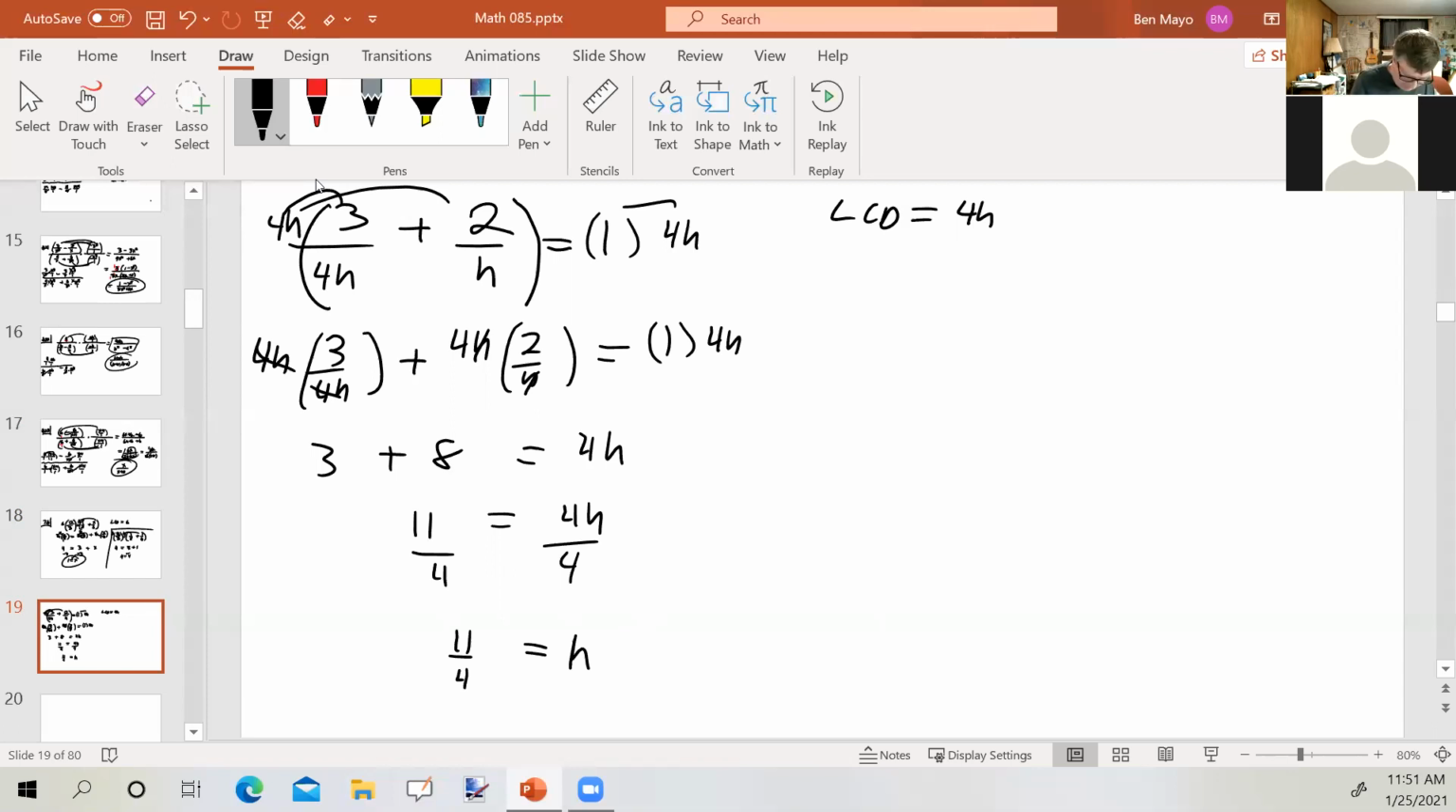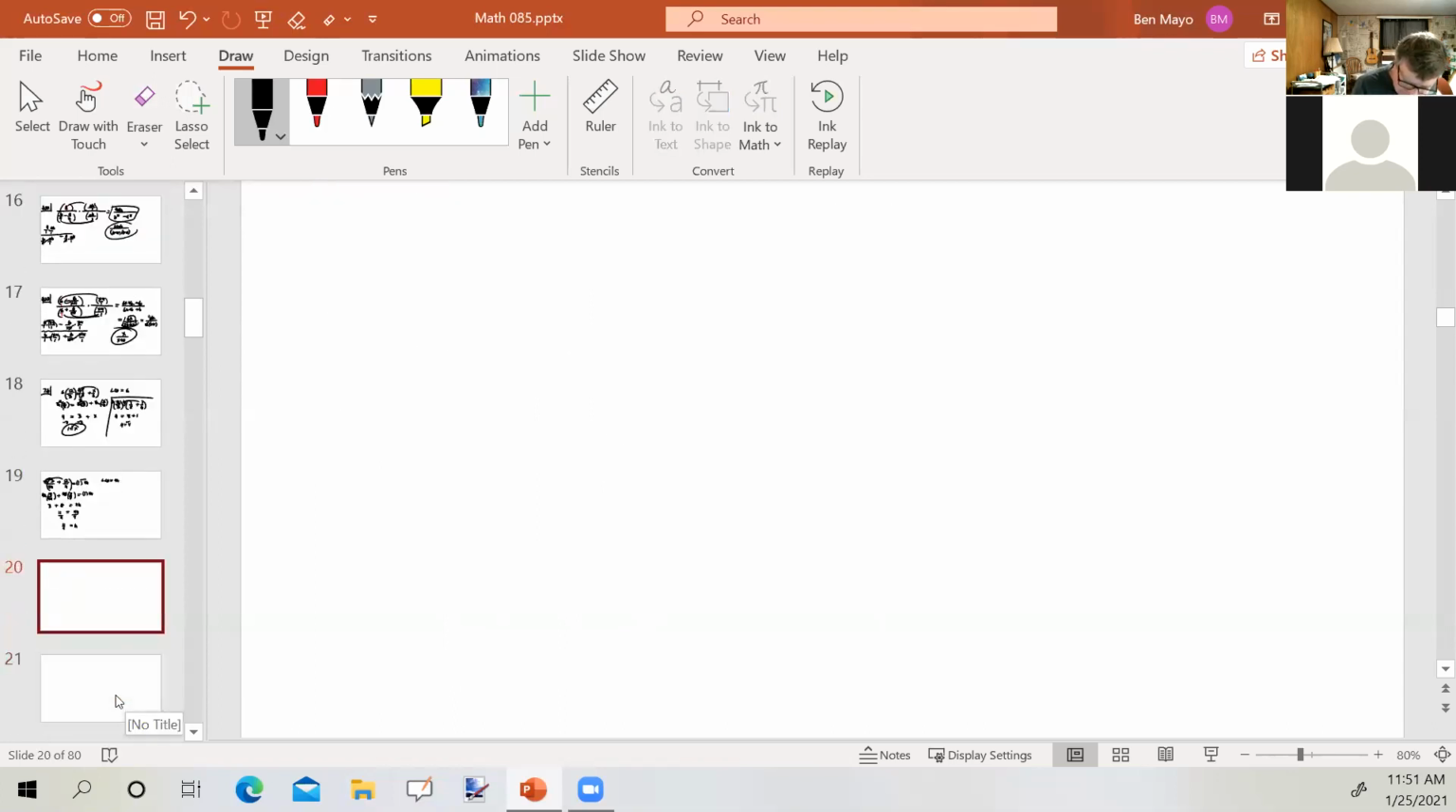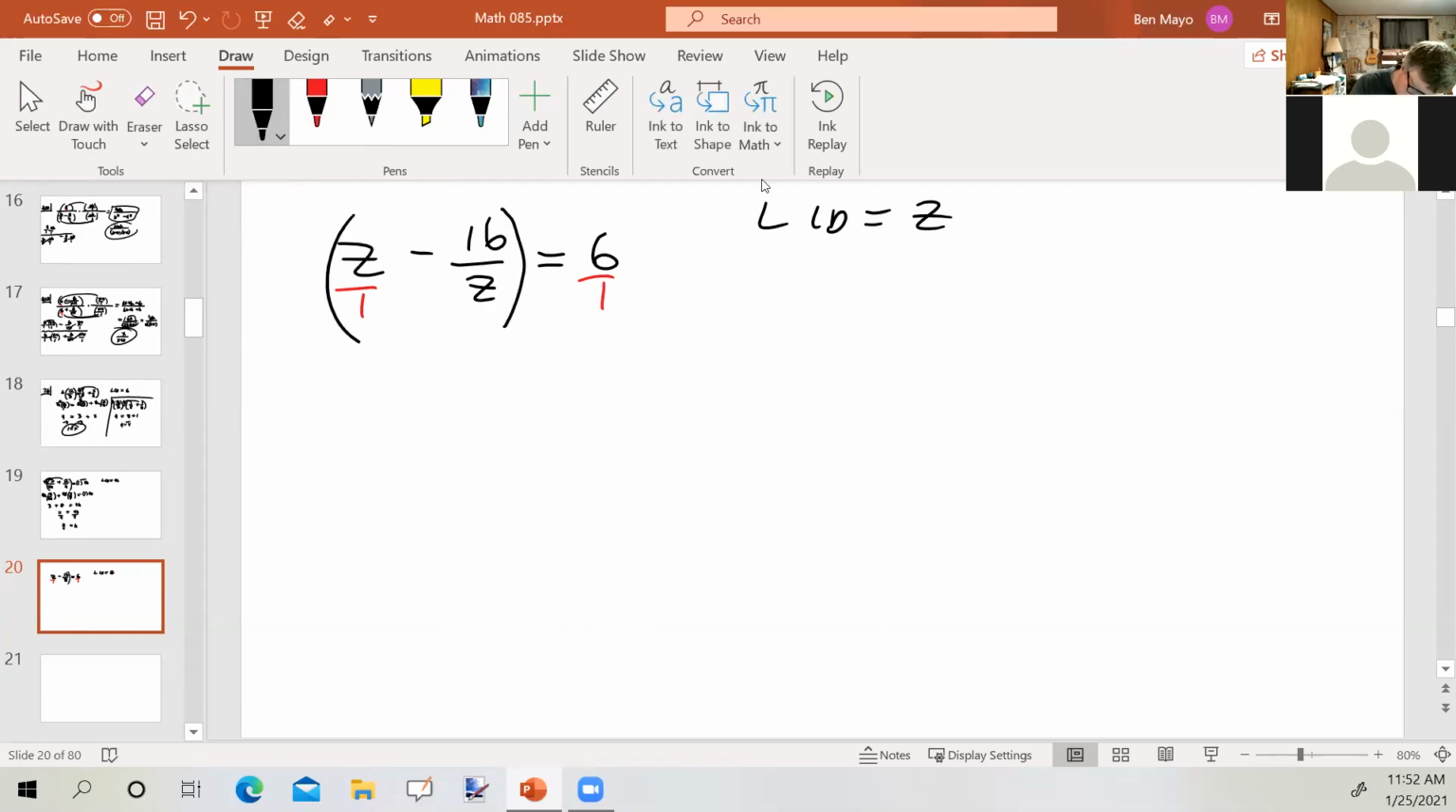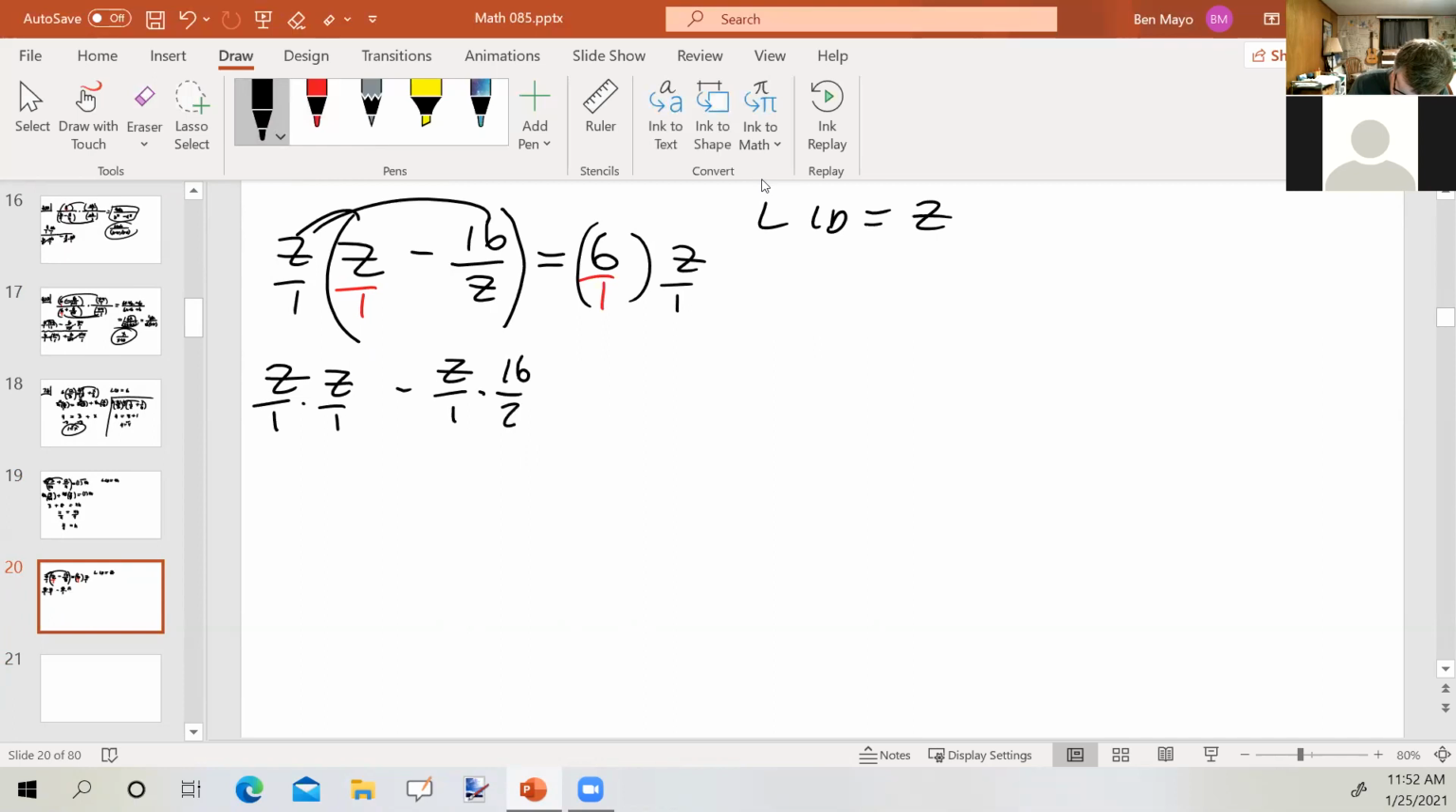All right. Let's say we've got z minus 16 over z equals 6. So this is like there's an implied one there, an implied one there. So the least common denominator is just z. Z times 1, okay? So I'm going to multiply both sides of the equation by z, or z over 1. Distributing the z on the left side, z over 1 times z over 1 minus z over 1 times 16 over z equals 6 over 1 times z over 1.